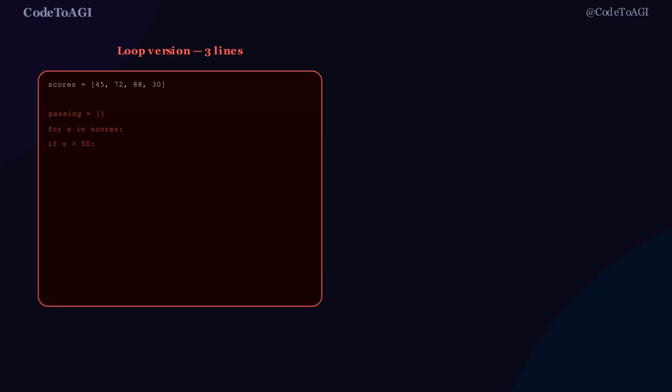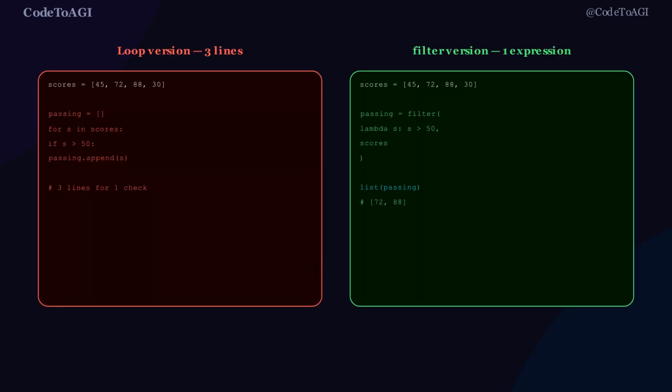Filter keeps only the items where a function returns true. Look at the loop version. Empty list. Loop through scores. If score is greater than 50, append it. 3 lines for 1 condition. Now filter. Filter of a lambda, comma, scores. 1 line. Same passing scores, same order. Filter is also lazy. Wrap it in list to see results.